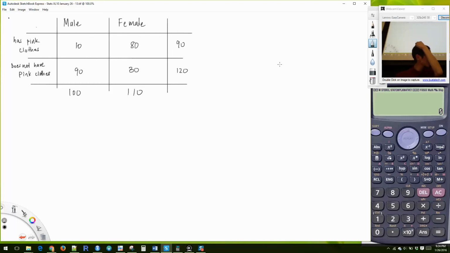Okay. So then we ask, so you guys already know the answer, okay? But is being male or female, it doesn't matter, but is being female independent from having pink clothes?